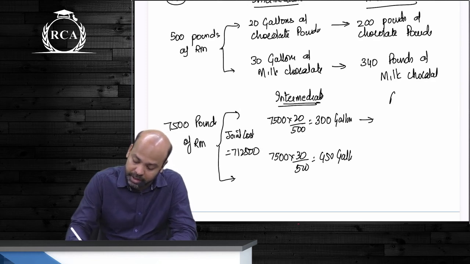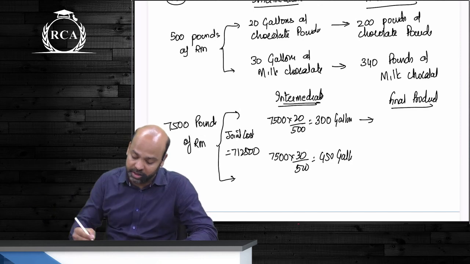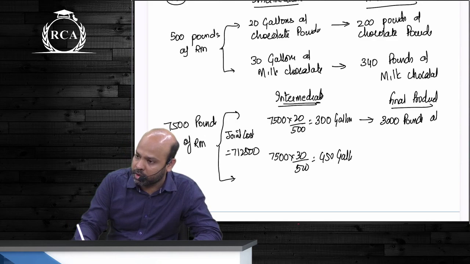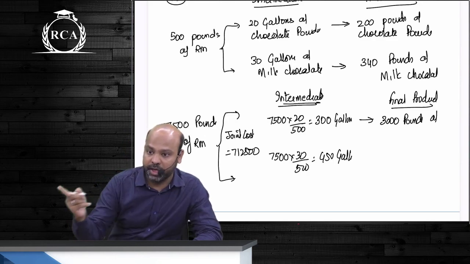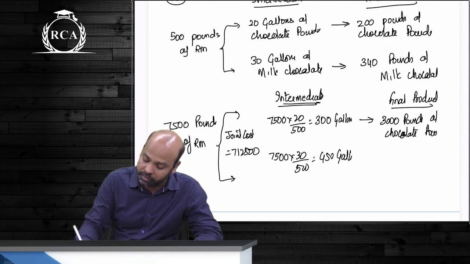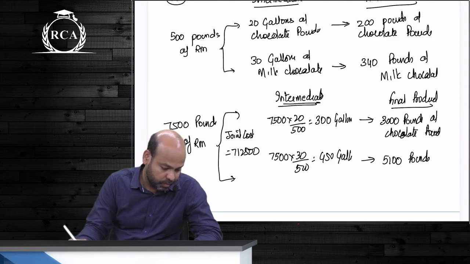When you talk about final product, how much will it be, guys? 20 gallons is giving us 200 pounds. So 300 gallons should give us 3,000 pounds of chocolate powder. Yes or no? For every 20 gallons, if you're getting 200 pounds, for 300 gallons you should get 3,000. Any doubt in this? And this should be 5,100 pounds. Check once below, is it matching?